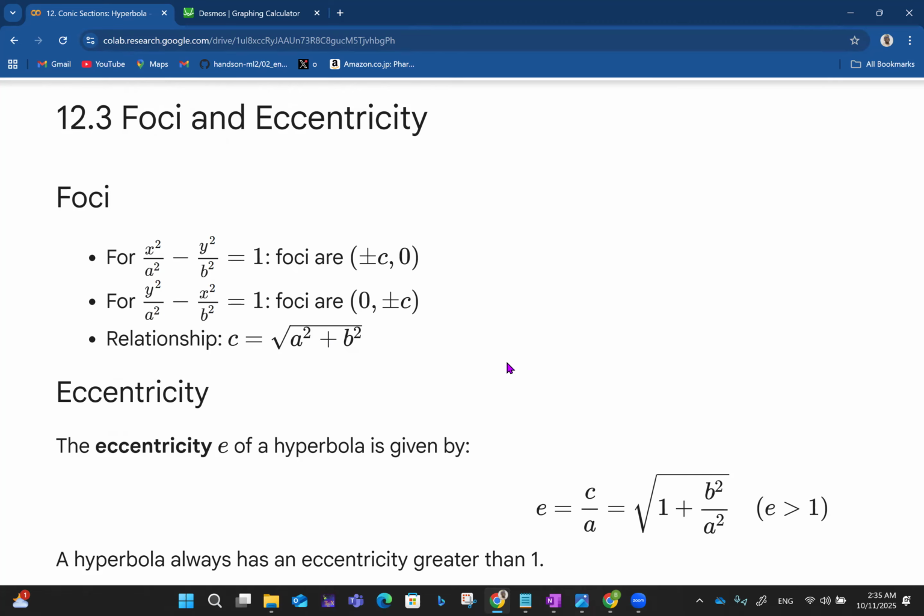And then the eccentricity E of a hyperbola is given by E equals C over A. And since we know that C is square root of A squared plus B squared, we can expand the square root. So we have square root of A squared plus B squared all over square root of A squared also. Let me demonstrate that.